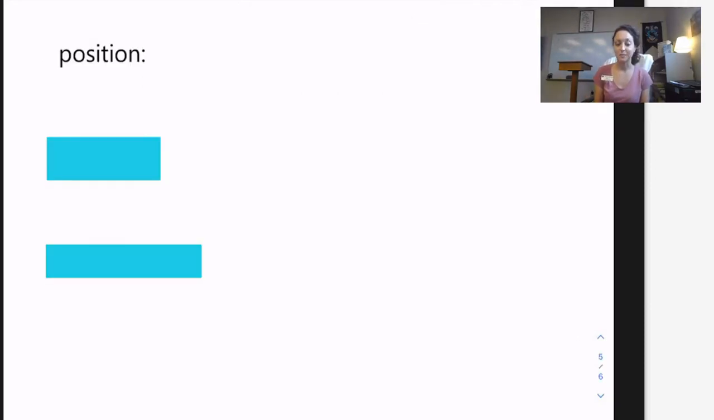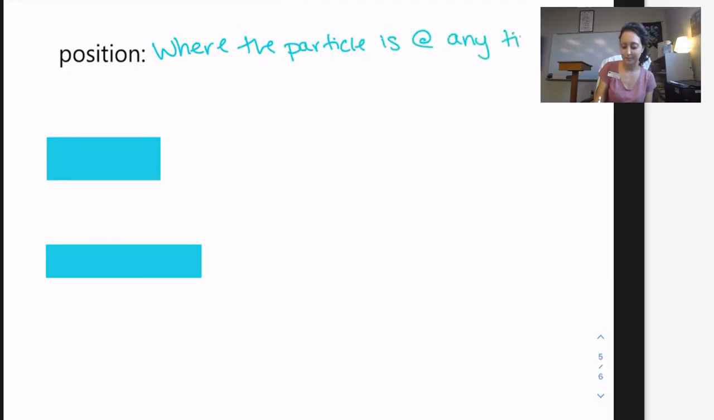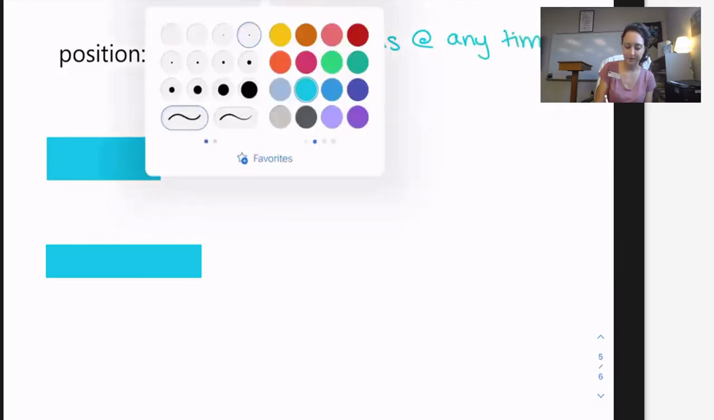All right, so let's go a little bit more in depth with each of these three concepts. Would you please write just the word position in your notes? So let's define position. Position is where the particle, we typically talk about a particle moving, so where the particle is at any time. Okay, so what do I mean by that?